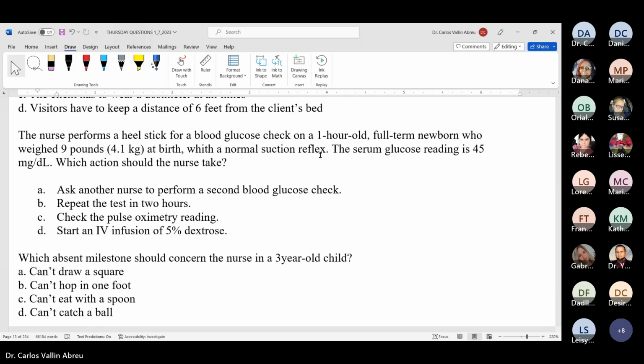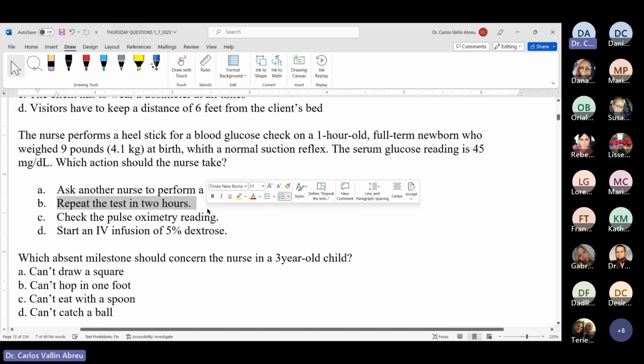It's in the limit, Professor. Well, it's normal. It's in the limit of normal, but it's normal. So what is the answer? So it's C as in cat. What does the oxygenation have to do with the glucose? Nothing. So if something is normal, continue monitoring the glucose.